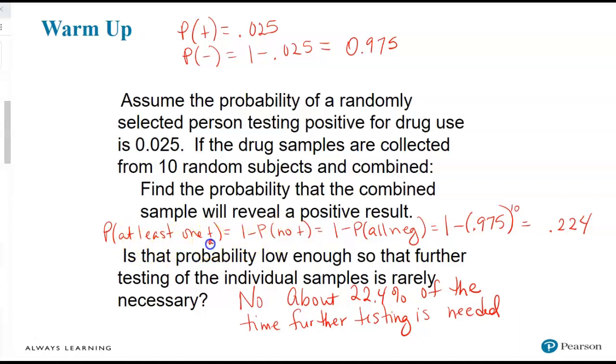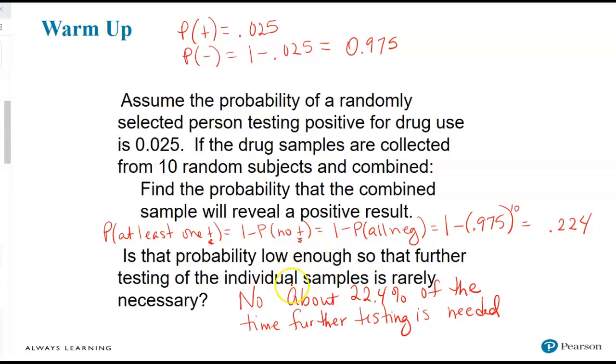And just remember this and this always need to correspond here. Okay, and then once you do the rewriting, it may not correspond anymore. But so you've got 1 minus the probability that they're then all negative. So all negative is the same as no positives. So 1 minus the probability that they're all negative would be 0.975 to the 10th, and you get this as your probability. So is that probability low enough so that further testing of the individual samples is rarely necessary?